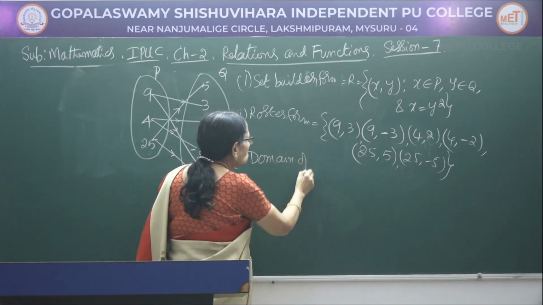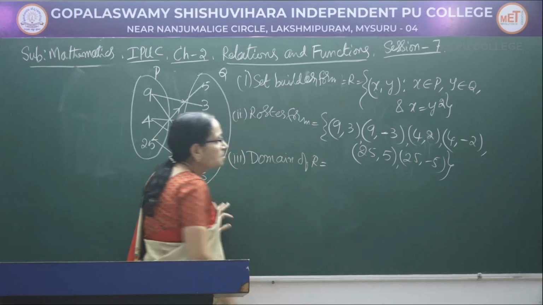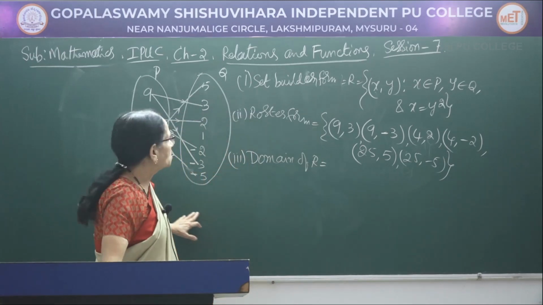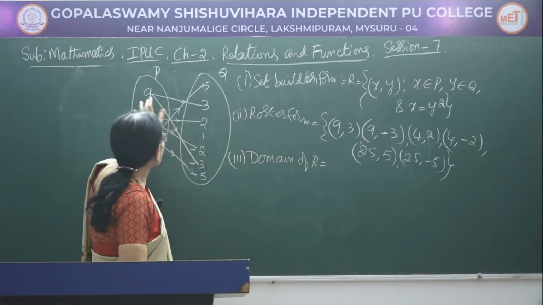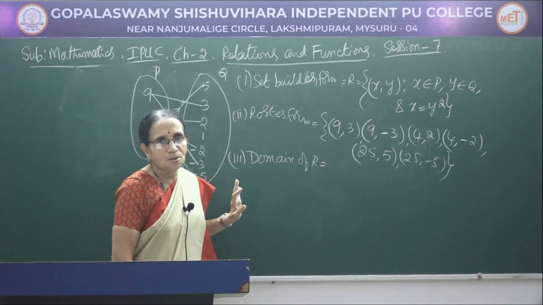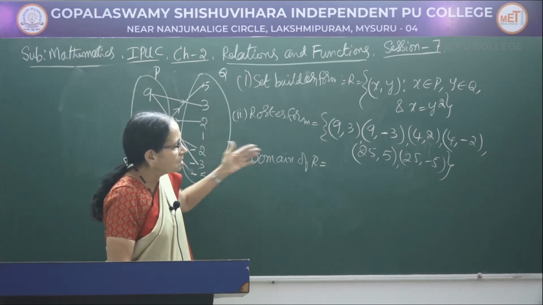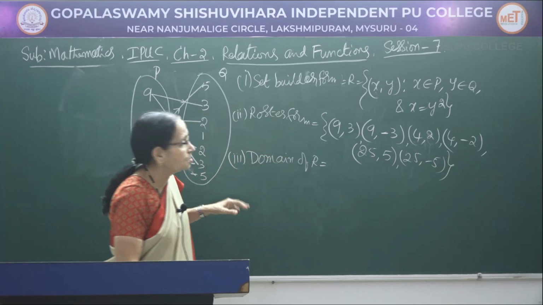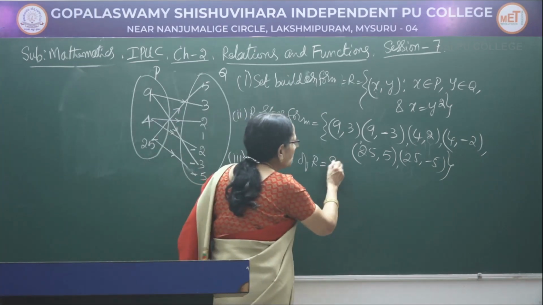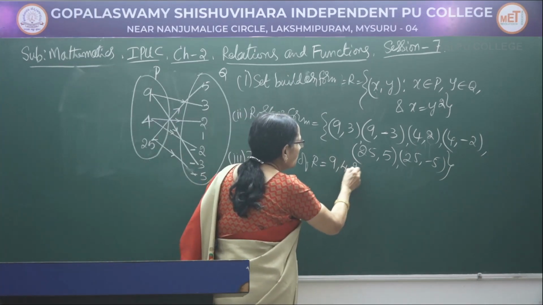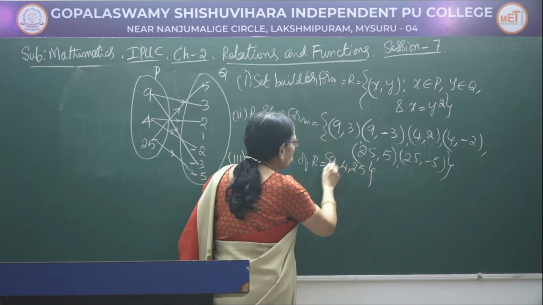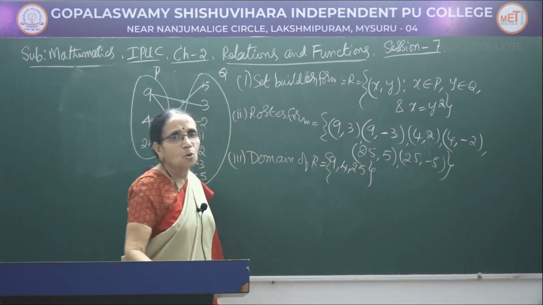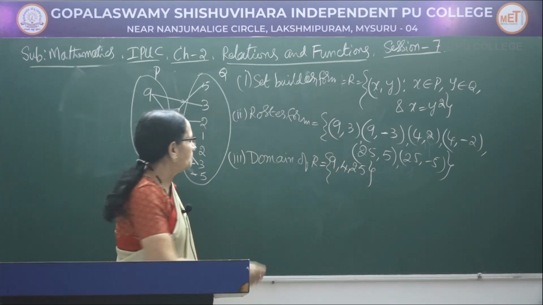You know that domain is always the set of the first elements. So what are the first elements here? 9, 4, there are only 3 elements in the first set, and in all these we are having only those 3 elements. Therefore you can write 9, 4 and 25. So this is the domain, that is the set of the first elements.